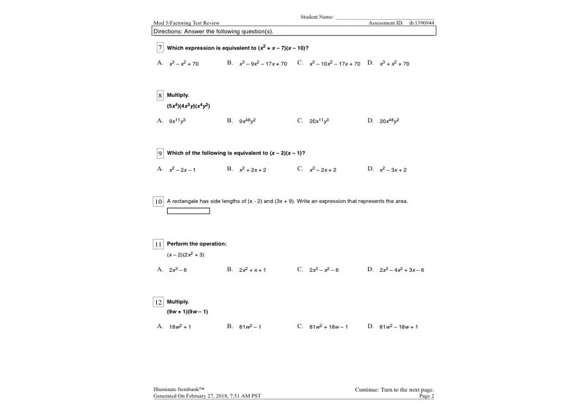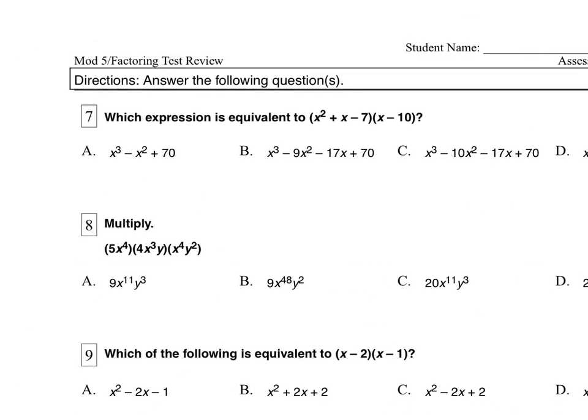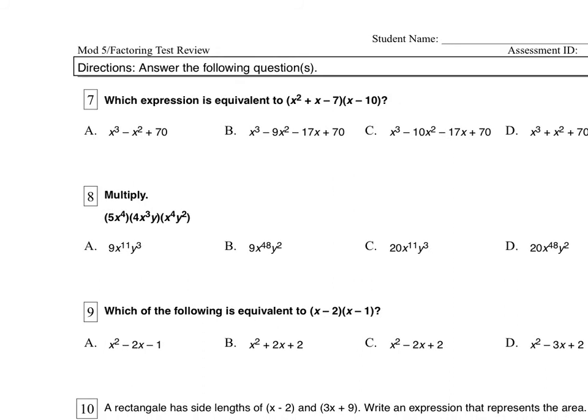Alright, number 7. Same deal. The only thing that's changed is the order. Now, some of you like to do your binomial first. That's totally fine. You would just rewrite this as x minus 10 multiplied by x squared plus x minus 7. I personally don't care. I think it's actually a little easier when it's this way. And you'll see why in a second.